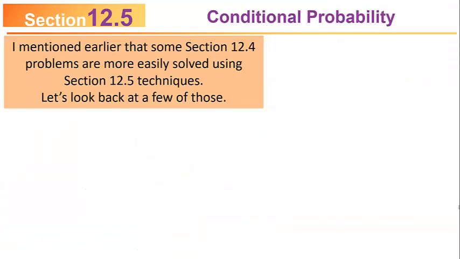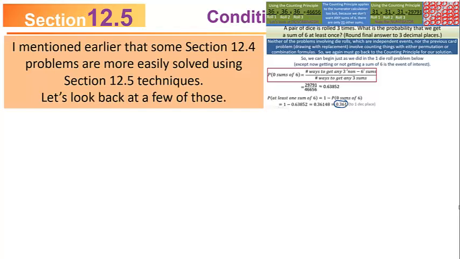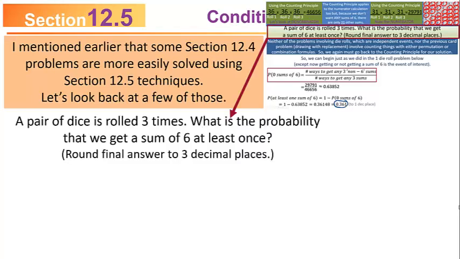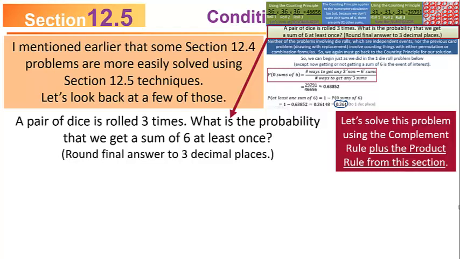Let's do one more. From the earlier section, we did a problem about rolling a pair of dice 3 times and finding the probability that we get a sum of 6 at least once. And again, we're going to round our answer to 3 decimal places here. We'll start off with the complement rule just as before back in the previous section, but again, I want to use the product rule for probability to solve this problem instead of the section 4 technique. So according to the complement rule, the probability of getting at least one sum of 6 is 1 minus the probability of getting no sums of 6.